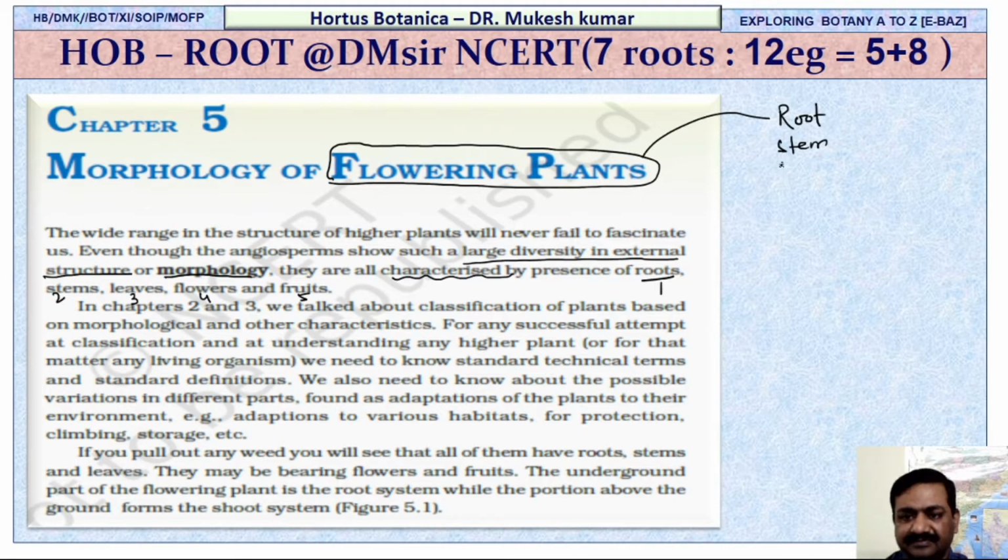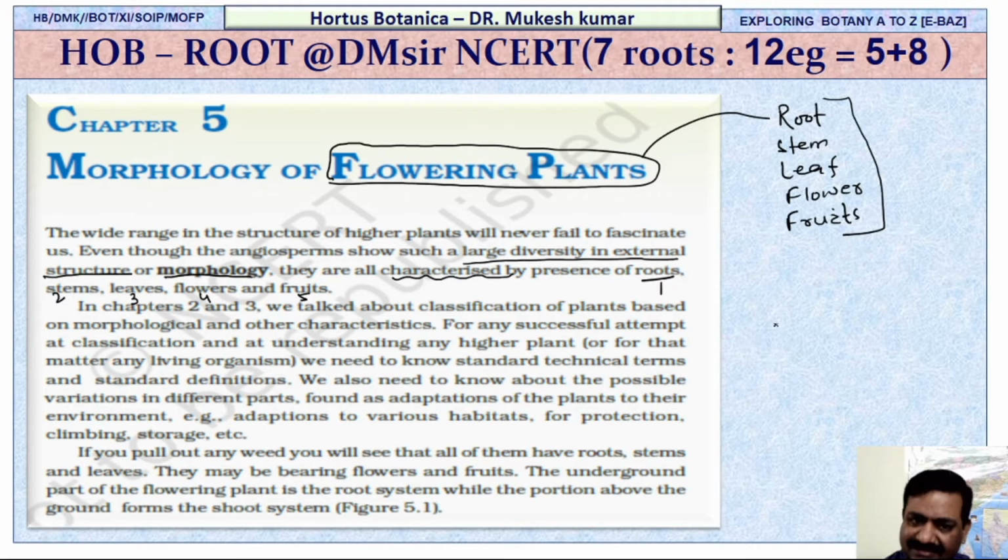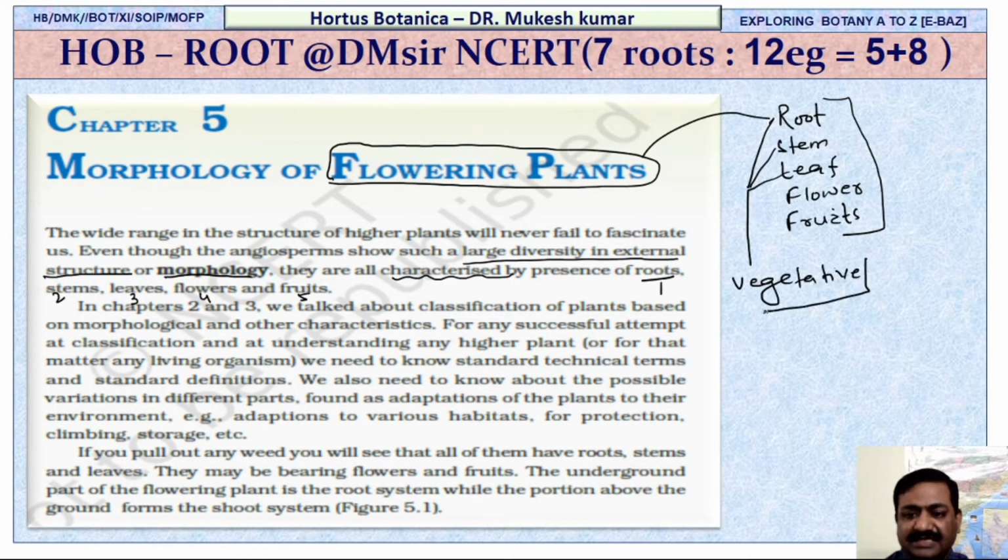stem, leaf, flower and fruits. So these are 5 important organs, right? Now, apart from that, we also have to know the characteristic features, isn't it? Since we are talking about the root, stem and leaf, these are the vegetative parts, and we all know that the vegetative parts are the non-conservative parts.